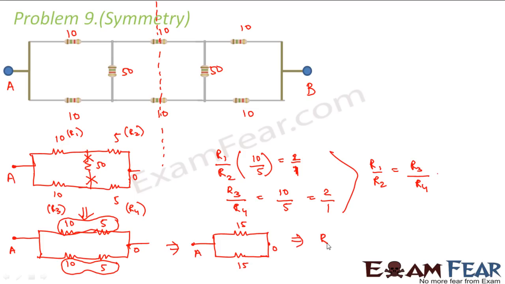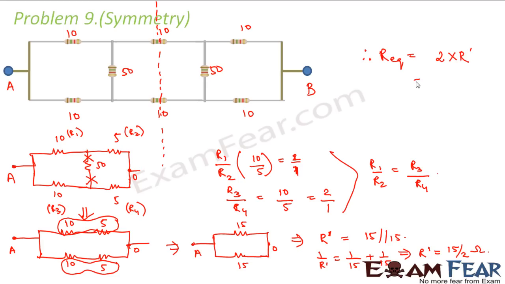So what will be the equivalent resistance? Let us call it R dash. That will be the parallel combination of 15 ohms with 15 ohms. That is, 1 by R dash is equal to 1 by 15 plus 1 by 15, so R dash is equal to 15 by 2 ohms. This is the equivalent resistance of half of the circuit. So what would be the total equivalent resistance of the entire circuit? It will be twice that of half of the circuit. So 2 into 15 by 2 comes out to be 15 ohms. So 15 ohms is the equivalent resistance of this entire circuit.